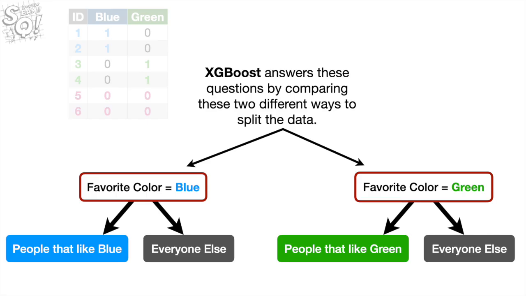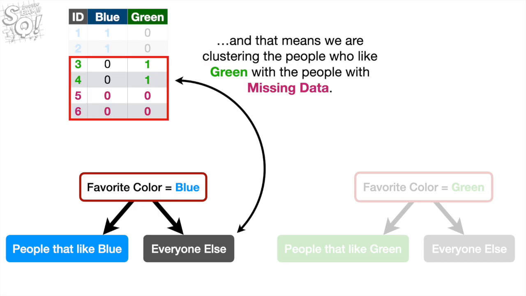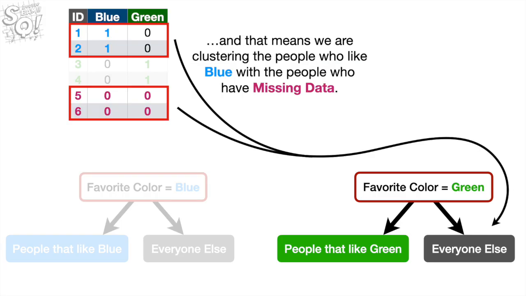XGBoost answers these questions by comparing these two different ways to split the data. On the left side, we are splitting people who like blue from everyone else. And that means we are clustering the people who like green with the people with missing data. On the right side, we are splitting the people who like green from everyone else. And that means we are clustering the people who like blue with the people who have missing data.